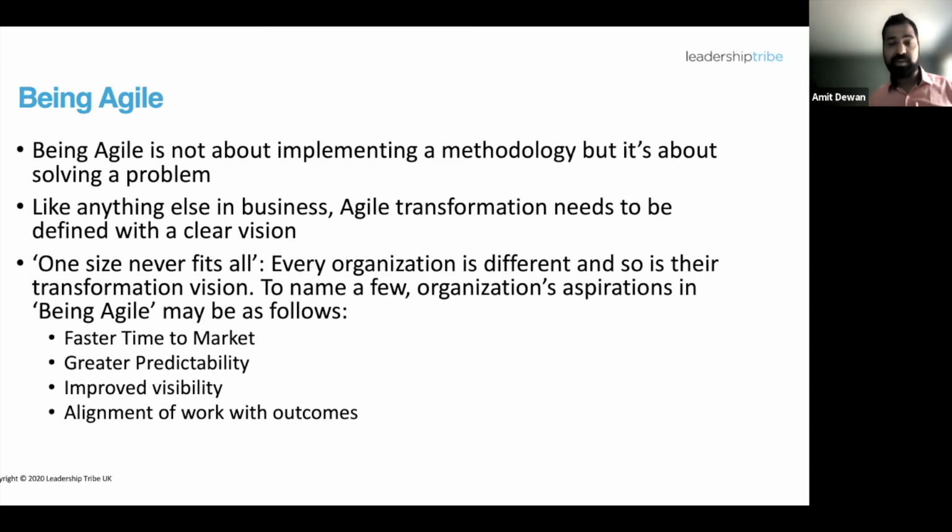A financial organization may have a completely different vision. Maybe they care more about predictability, maybe they care more about quality, as opposed to maybe a retail organization might see agile as a tool or a methodology to help get greater predictability or get to market faster. So again, every organization is different, and as I said earlier, it's never one size fits all. So every organization has their own vision. Some of the examples that I've quoted here, and I think you guys have covered it more than I have here, of course, is greater time to market, predictability, visibility, alignment of work with outcomes.